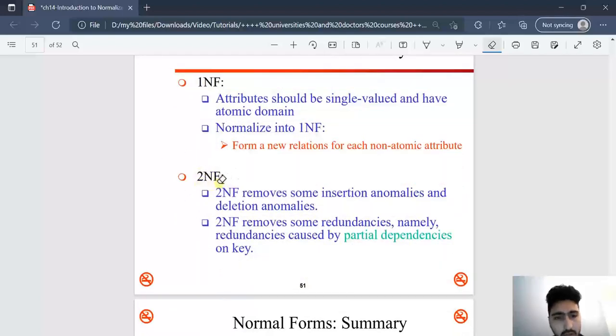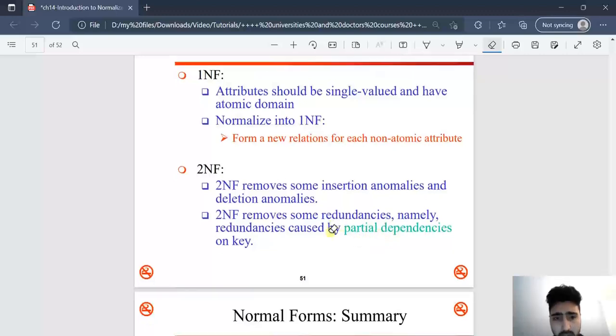To summarize 2NF: 2NF removes some insertion anomalies and deletion anomalies. It also removes some redundancies, namely the redundancies caused by partial dependency on the key, because 2NF only cares about functional dependencies where a non-prime attribute depends partially on the primary key or candidate key.